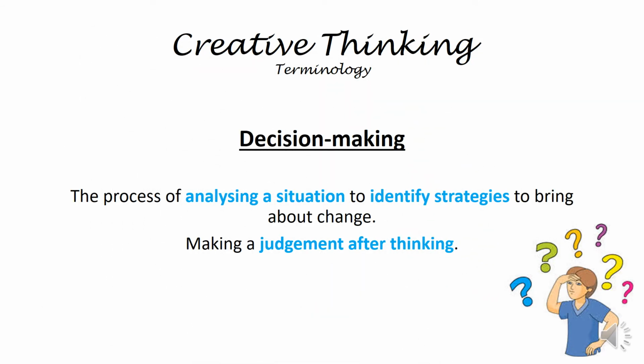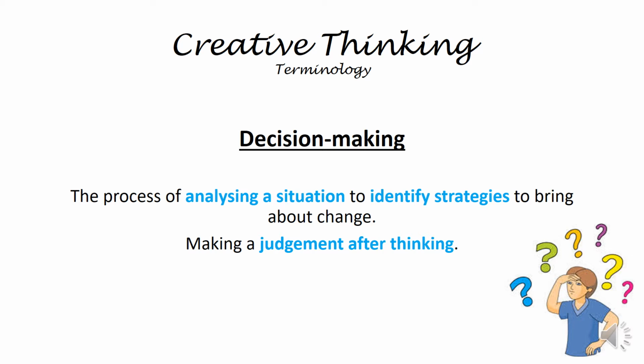Right. When we talk about decision making, this is the process of analyzing a situation and identifying strategies to bring about change. All right, if you have to make a decision, it means that you have different alternatives and you have to choose the correct alternative. So you are going to look at the different alternatives that are presented to you. You are going to think basically about the advantages and the disadvantages of all of those strategies, and you are going to pick the one that you want to implement.